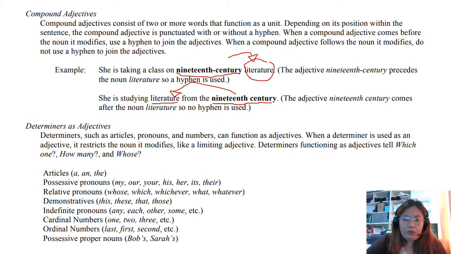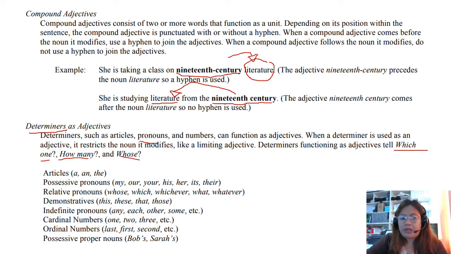Alright, moving on, we also use determiners as adjectives. So what are determiners in general? Determiners are also known as articles, and they can also be pronominal adjectives or pronouns and numbers that function as determiners of number and determiners of possession. When a determiner is used as an adjective, it restricts the noun it modifies, like a limiting adjective. Determiners function as adjectives that tell which one, how many, and whose.